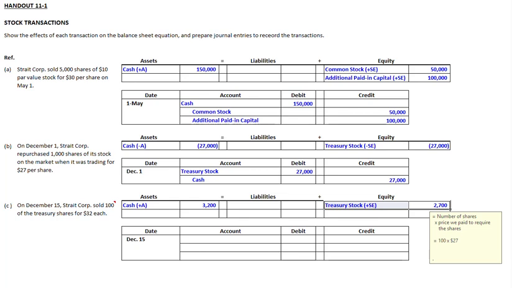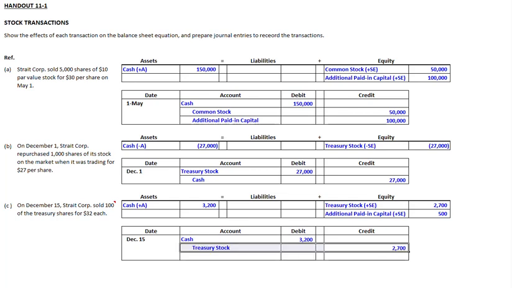Of course, debits don't equal credits. We'll have an additional increase in additional paid-in capital of $500. We record the increase in cash with a debit to cash, and we record increases to equity with credits. So we will credit treasury stock for $2,700 and credit additional paid-in capital for $500.